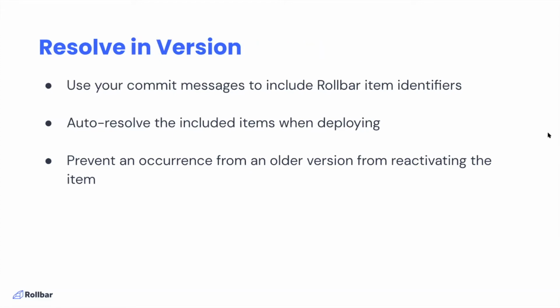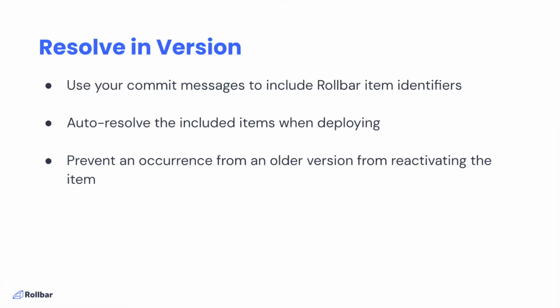All right, and then resolve in version, mentioned that a second ago. That's where you can specify that a problem has been fixed in a given code version. And that will also help to prevent older versions from reactivating that item. This is mostly helpful for folks that have different versions of their application being used. With the Android OS fragmenting problems that occur in mobile, I think that points to an obvious scenario of where you may have a lot of different versions being used by your end users.